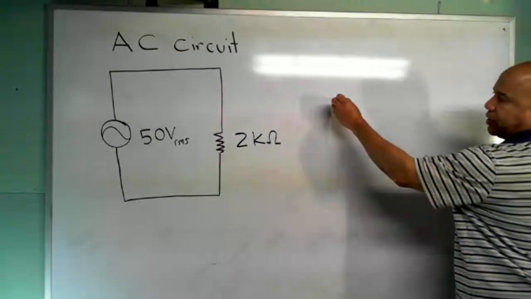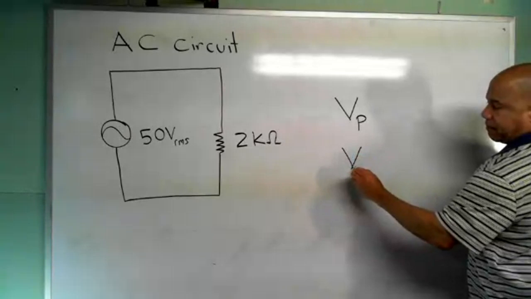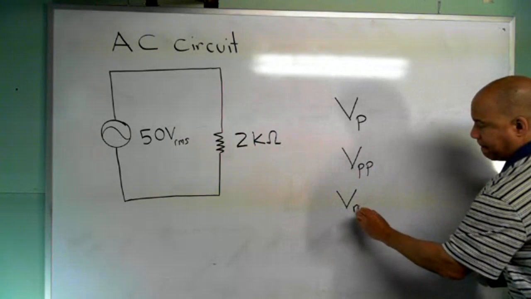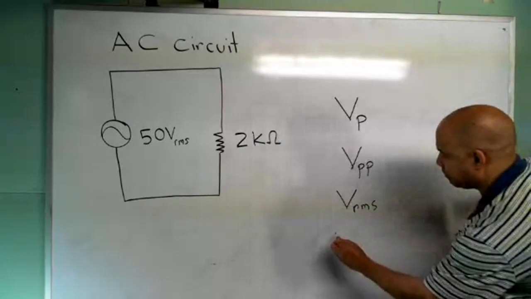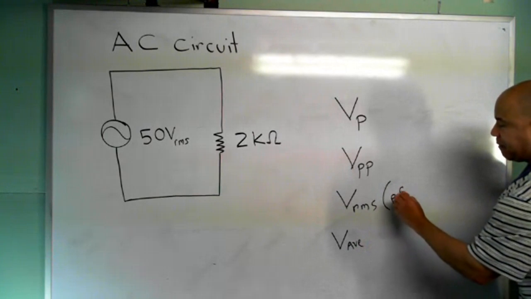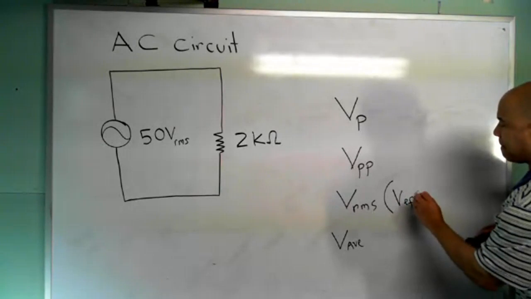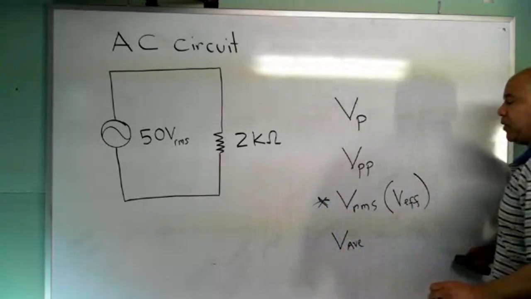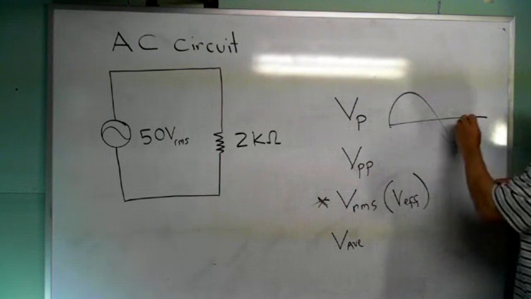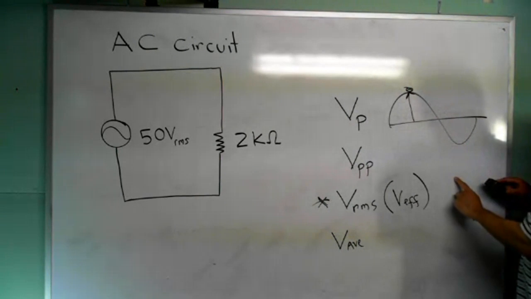The important ones are the peak value, V peak, the peak to peak value, the RMS value, and the average value. The RMS is also called the effective value, and this is the one that's pretty important for us. Peak value, just from a graph, is what you would call the amplitude. So it's the maximum value on the sine wave.